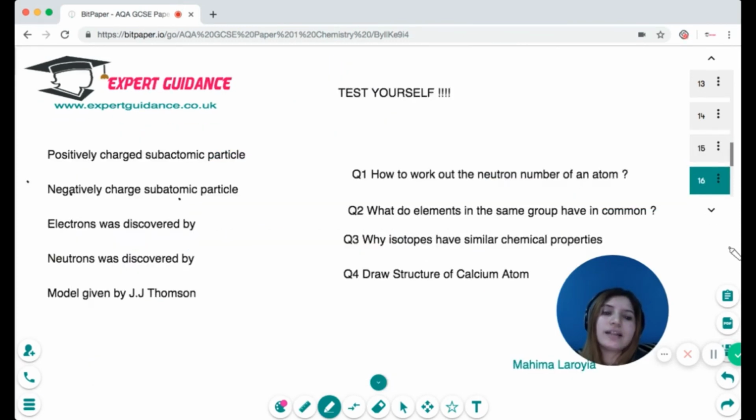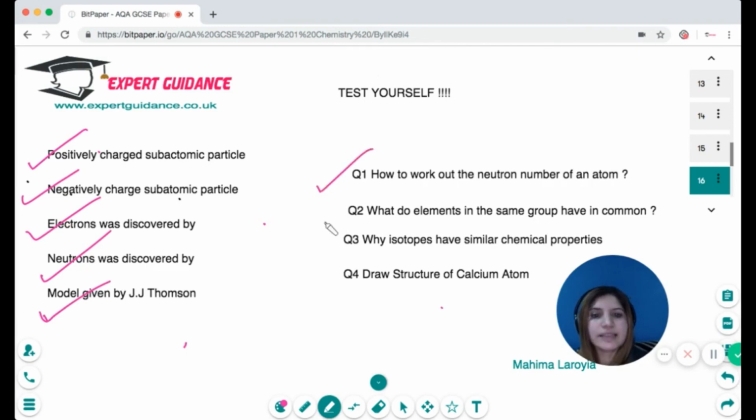So now let's test yourself. The first question is you need to give one word for the positively charged subatomic particles, the negatively charged subatomic particles, electrons were discovered by, neutrons were discovered by, and what was the name of the model given by J.J. Thomson. Next, you need to answer how to work out the neutron number of any atom. What do elements in the same group have in common? Why do isotopes have similar chemical properties? And you need to draw the structure of a calcium atom. So you can pause the video and have a go at these questions.